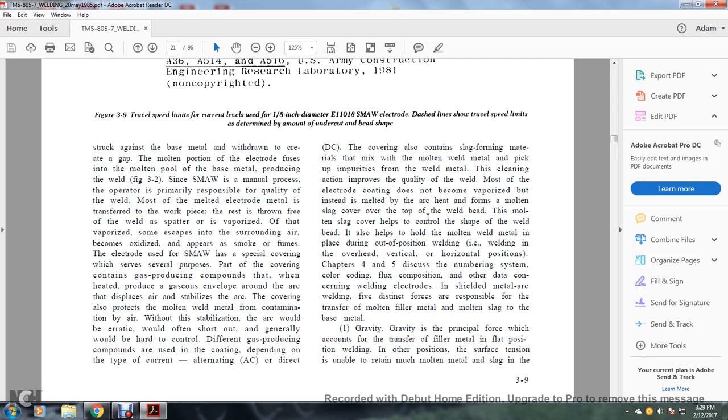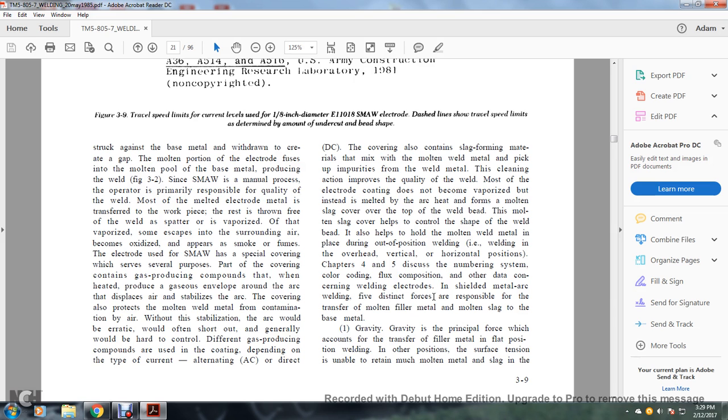The molten slag cover helps control the shape of the weld bead and helps hold the molten weld metal in place during out-of-position welding. Welding is overhead, vertical, horizontal position. Chapters 4 and 5 discuss the normal system, the color coding, the flux composition, and other data concerning the welding electrodes and shielding.